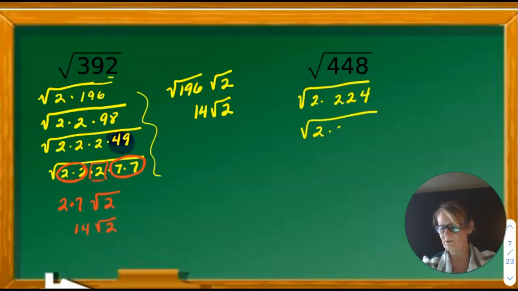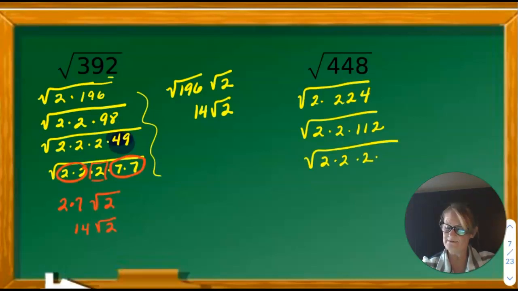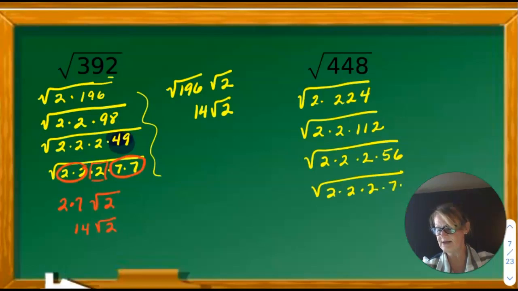And then I'm going to keep going with 2's. So that's 1, 1, 2. And that's still even, so I can still take out a 2 there. And that's going to give me what? 5, 10, 56. I'm going to keep going. 2, 2, 2. 56 is 7 and 8.